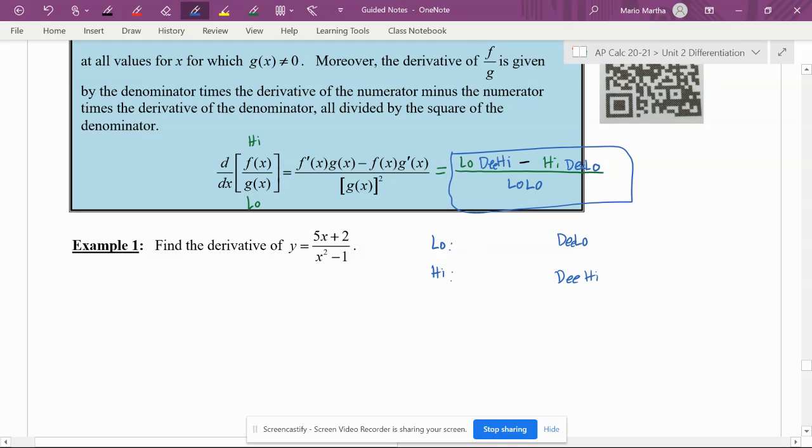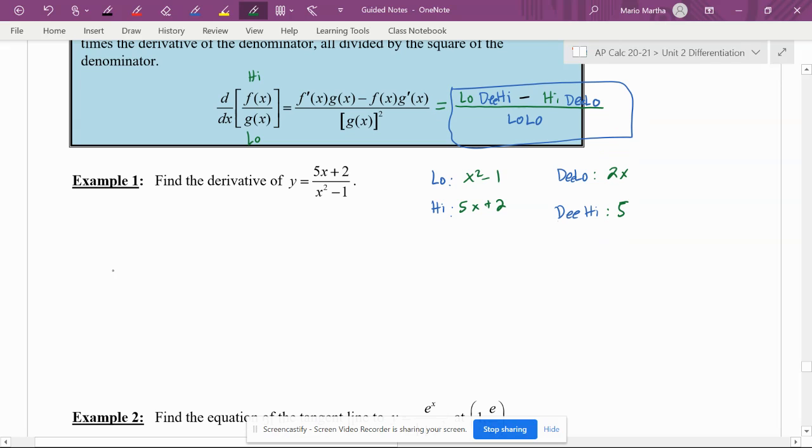So the low function is x squared minus 1, and the derivative of that, using the power rule, would be just 2x, minus 0, because the derivative of negative 1 is just 0. And then the high function, which is 5x plus 2. In this case, the derivative of that would be just 5. Derivative of x is 1 times 5 is 5.